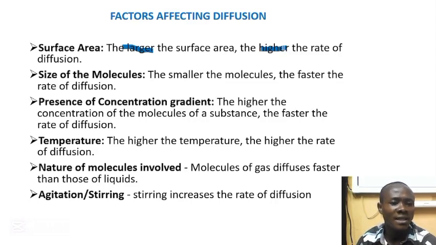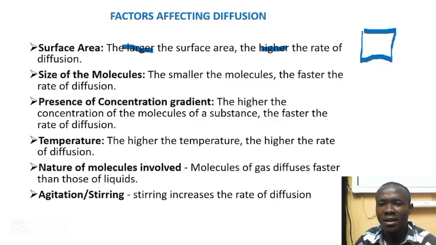Next is the size of the molecules. The smaller the molecules, the faster the rate of diffusion. For example, if I have a cube of salt like this, I drop it into a beaker containing water, and the other one I have the same cube, I smash it or grind it and put it into another beaker. The one that I have ground will diffuse faster compared to this one that is in cube form. So that tells us that the smaller the molecule, the faster the rate of diffusion.